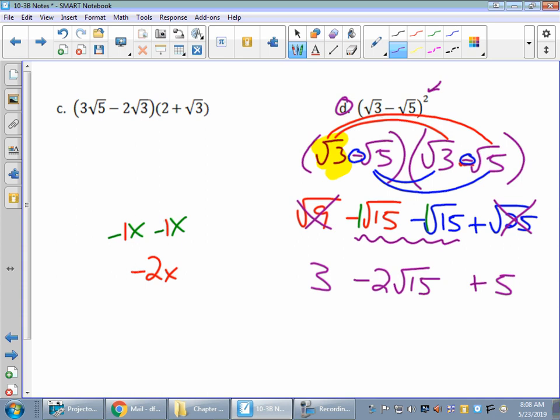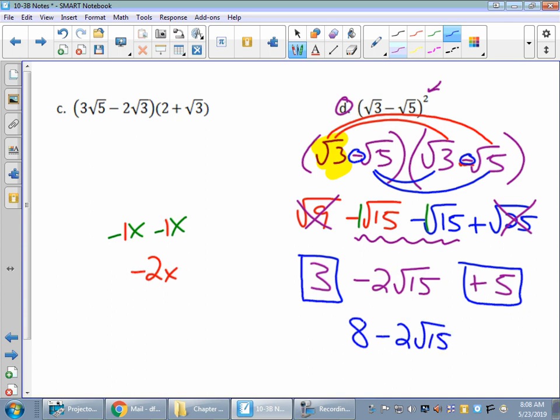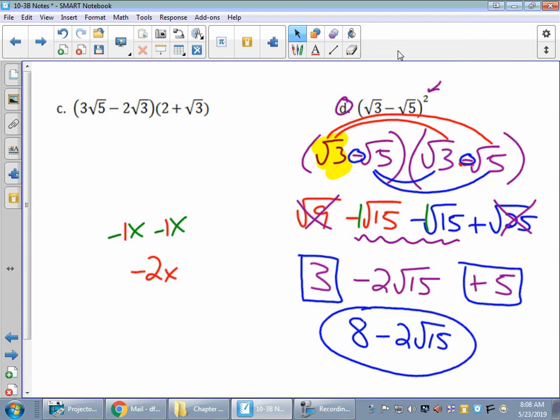All right, now the last thing is just to simplify or combine like terms. We've got two constants here, 3 and 5, that we can add up to make 8. So our final answer would be 8 minus 2 times the square root of 15, because we can't break down that 15 anymore. Again, just FOILing, simplifying, and doing with that middle term what we need to do.